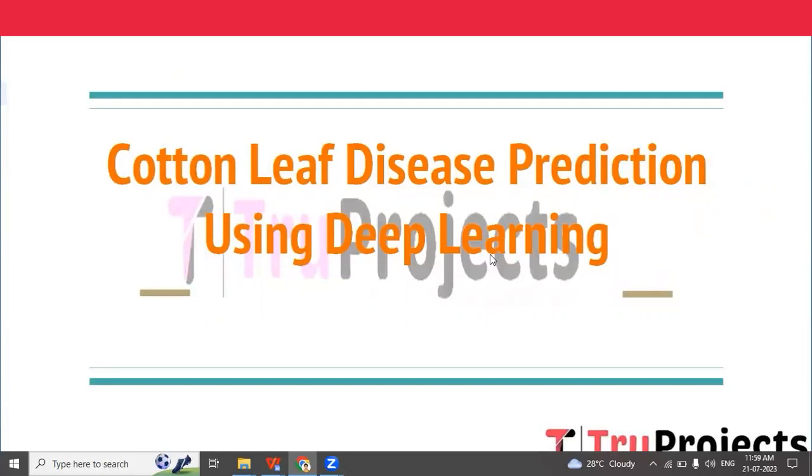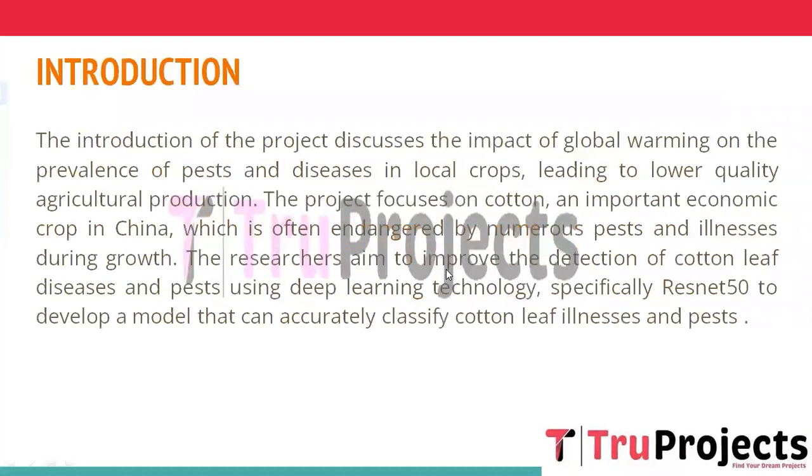Welcome to True Projects. In this video, we are going to explain a project titled Cotton Leaf Disease Prediction using Deep Learning. The project introduction highlights the influence of global warming on the increased occurrence of pests and diseases in local crops, which results in reduced agricultural output.